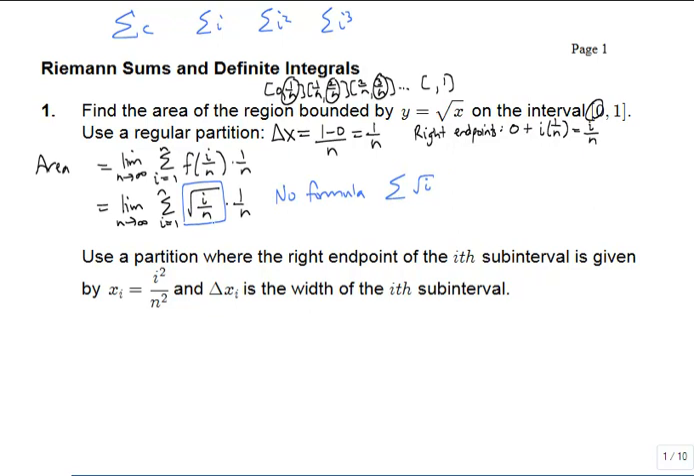So this would be impossible for us to break down and turn into a formula and get rid of that summation, because we don't know a formula for the sum of square roots of i. Okay? So what we're going to do is modify what we plug into our function so that what we end up with is easier to work with.